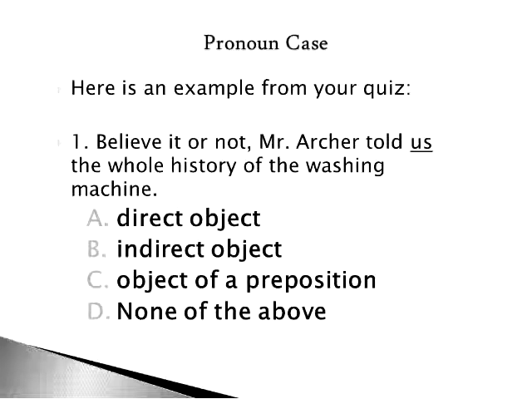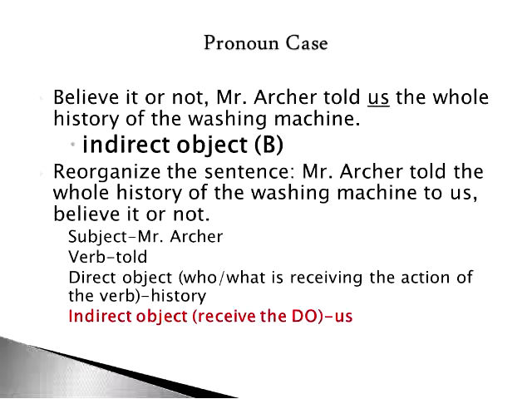Okay, so let's take a look and see. If you answered indirect object, that is correct. We just went over direct and indirect objects. So you can reorganize the sentence: Mr. Archer told the whole history of the washing machine to us, believe it or not. So we know the subject is Mr. Archer, the verb is told, the direct object is who or what is receiving the action of the verb, history, and the indirect object, right? Who is going to be receiving the direct object? It's us. So this is kind of going back to what we discussed with direct and indirect objects.